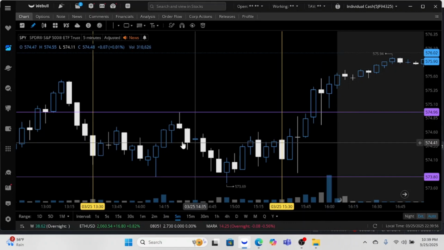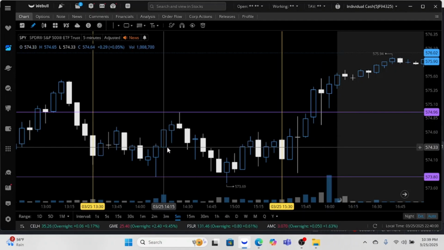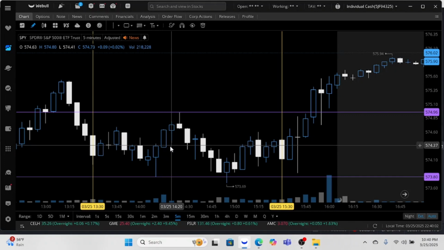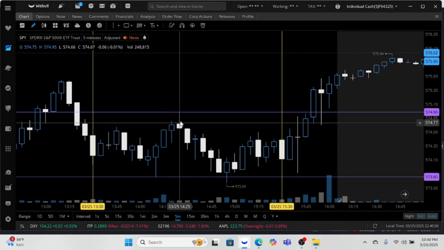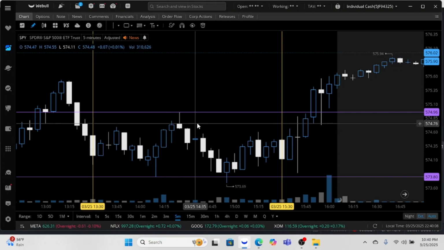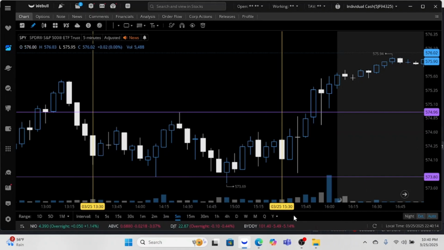Now don't get confused. Like I said, if it's up close, it opens at the bottom, moves up and closes at the top. If it's a down close, it opens at the top and moves down and closes at the bottom. Now that we've went over candles, let's see what would be the next logical step.